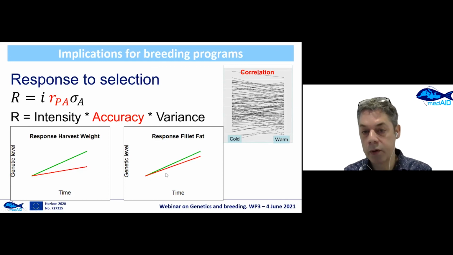Now, in comparison, if you do the same exercise for fillet fat, you see that the responses in the selection environment and in the targeted environment are very similar. So for a trait like that, or in a situation like that, you are okay with using the breeding program in one environment to see improvement in all of the production environments. Well, the ones that are tested in this experiment.